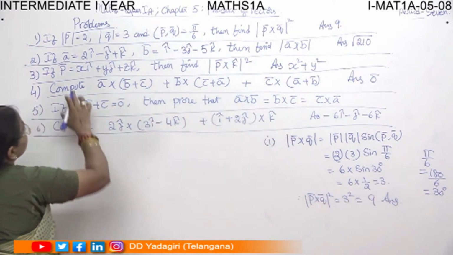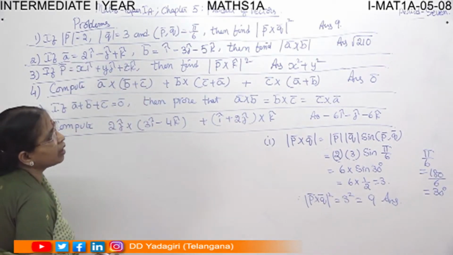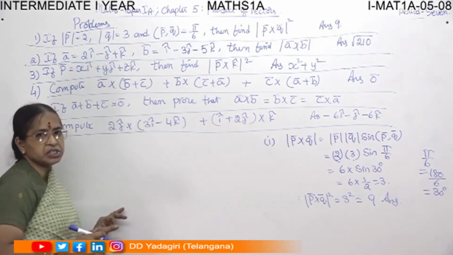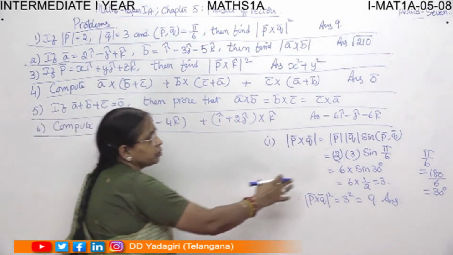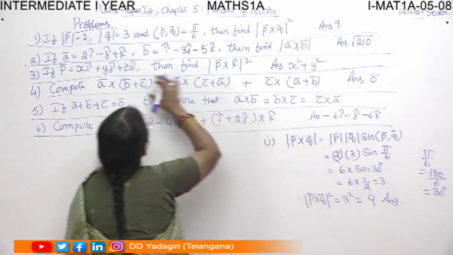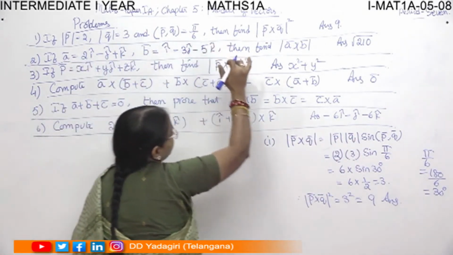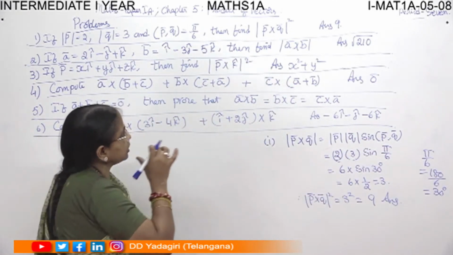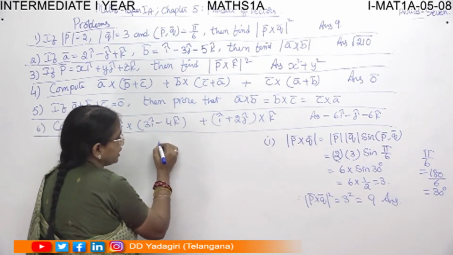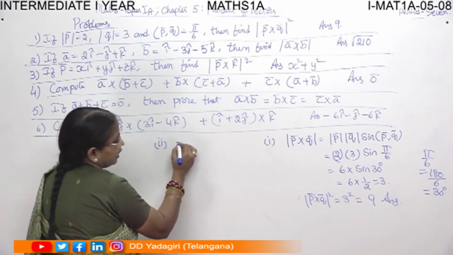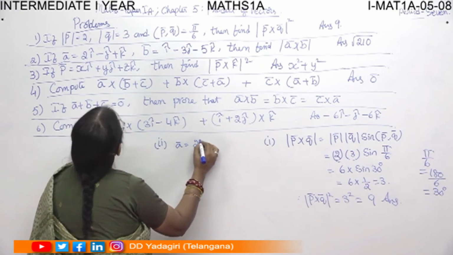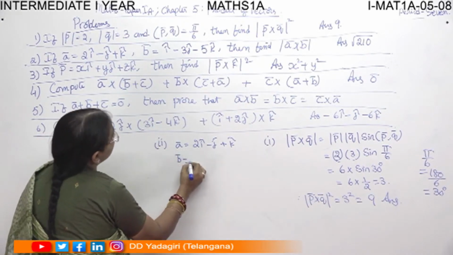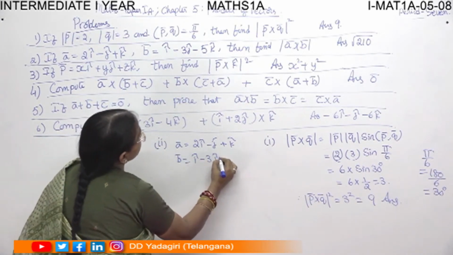First one. Now second one, you are given A and B. Find mod of A cross B. So here A and B are given in terms of I, J, K. So can you use this formula? You can find mod A, mod B you can find out. But again, finding sine of angle between them is again difficult. So what we do is, we have that formula, no? A cross B. A is equal to 2I minus J plus K, and then B is equal to I minus 3J minus 5K.